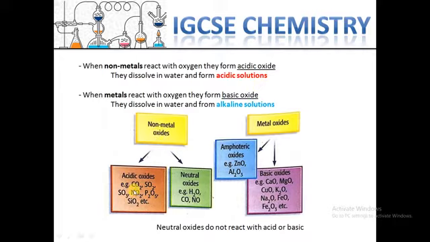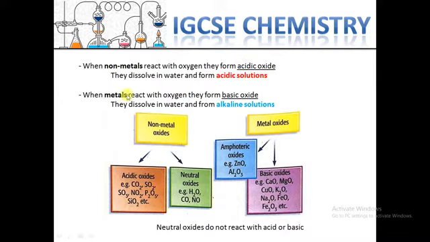These are many examples here. Carbon is a non-metal, sulfur is a non-metal, nitrogen, phosphorus, they are all kinds of non-metals.